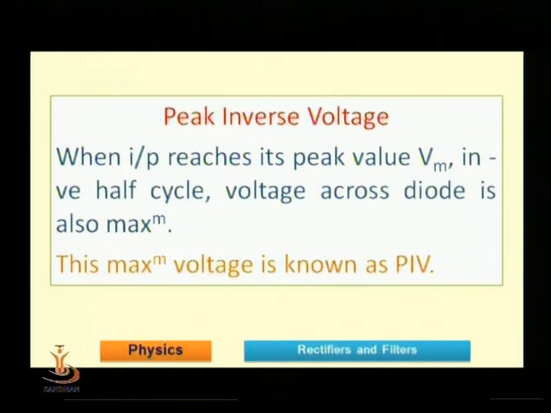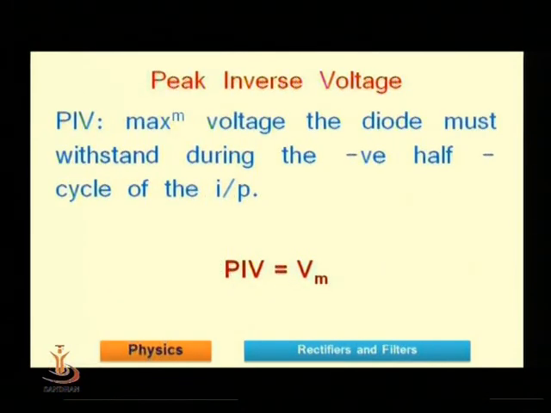So peak inverse voltage is nothing but when the input reaches its peak value. Vm sin omega t is our input voltage, and Vm is the peak voltage. In the negative half cycle, the voltage across the diode is also maximum. This maximum voltage is known as the PIV, peak inverse voltage. So peak inverse voltage is nothing but the maximum voltage the diode must withstand during the negative half cycle of the input voltage. So PIV for the half wave rectifier is Vm. Vm is the maximum voltage we are applying at the input of the diode.